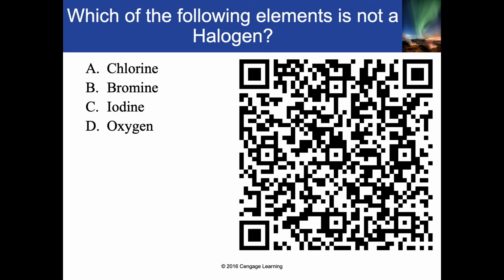So anyway, I think everybody's scanned in, right? What do we think the answer is here, peeps? Who said C? D, yes, D. D is oxygen, and that is correct. Oxygen is definitely not a halogen.